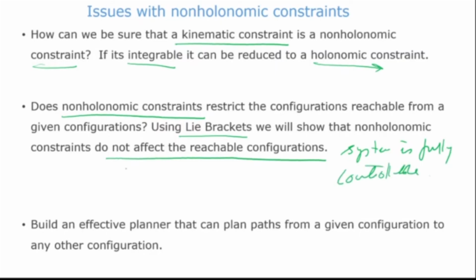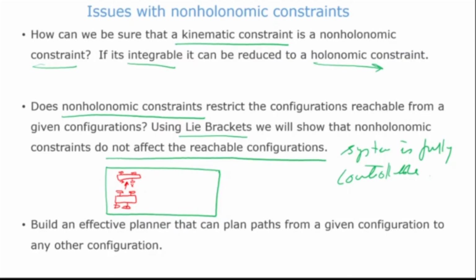That means, suppose this is just an example. I have a car which has 4 wheels. Now the car cannot go sideways, right? It cannot go sideways because of this velocity constraint. But suppose I want to go and park it here. Is it still possible? That means, is every configuration achievable?